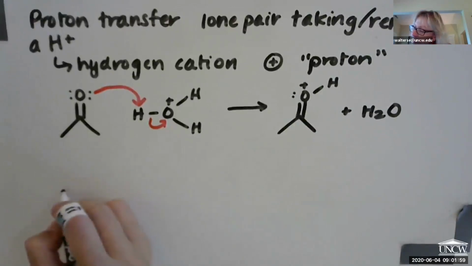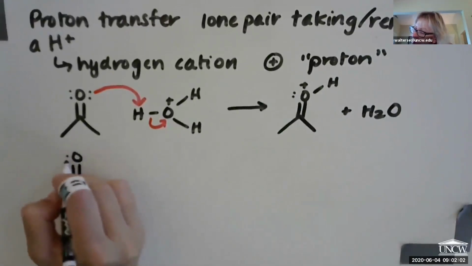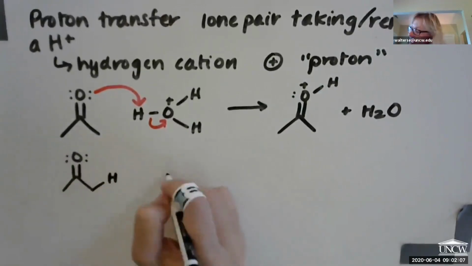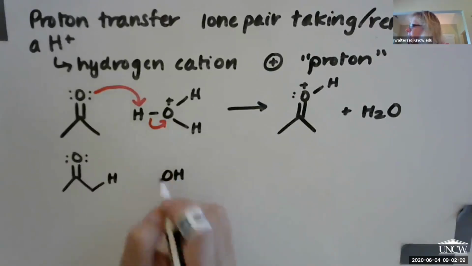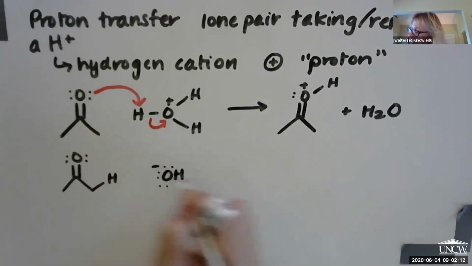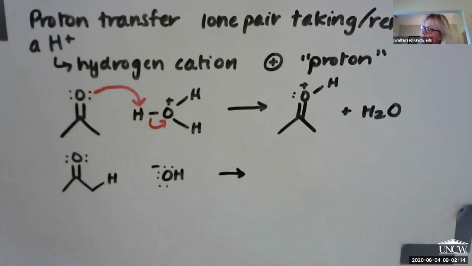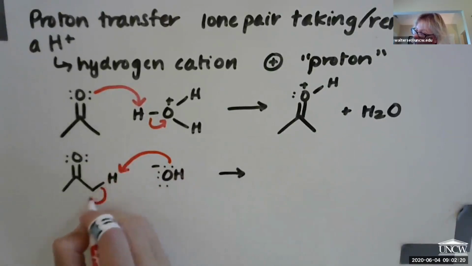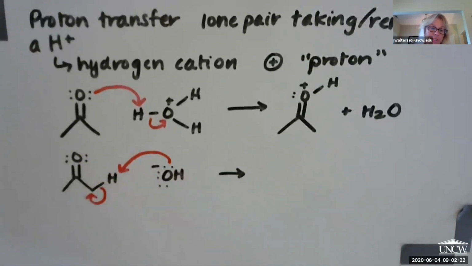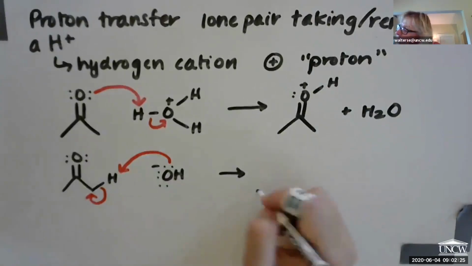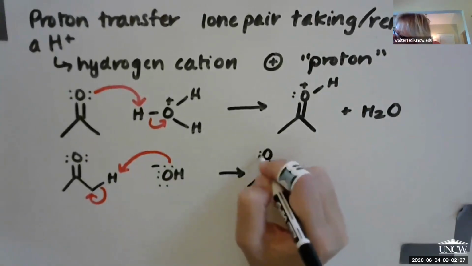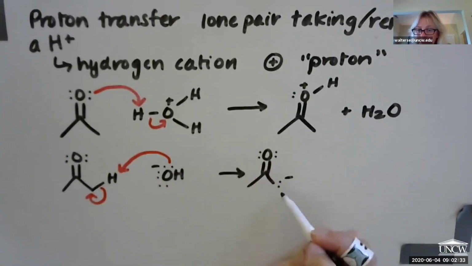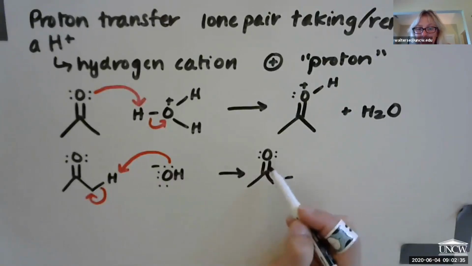Okay, another example, if we take that same acetone molecule and now we put it in the presence of a base, we can use a lone pair of electrons to grab the hydrogen cation, and then those electrons in the sigma bond will go onto the carbon. In this case, what you're going to end up with is an allylic lone pair. So these electrons are allylic to the pi bond.